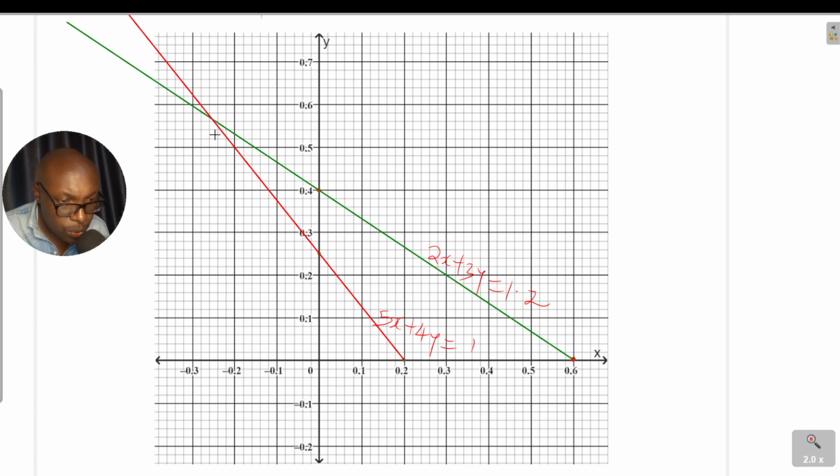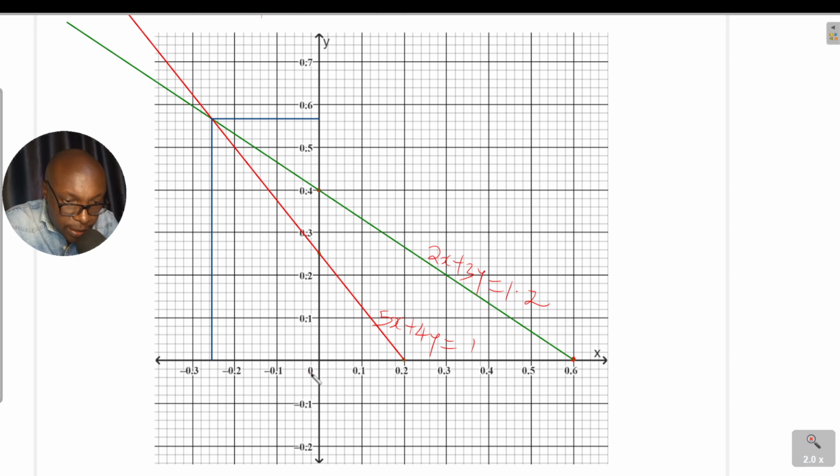So let me drop straight down so that I can read the y value and the x value. Like that. So this is the point. Let me read the coordinates of this point. The x value is given here, and we are going to read it here.